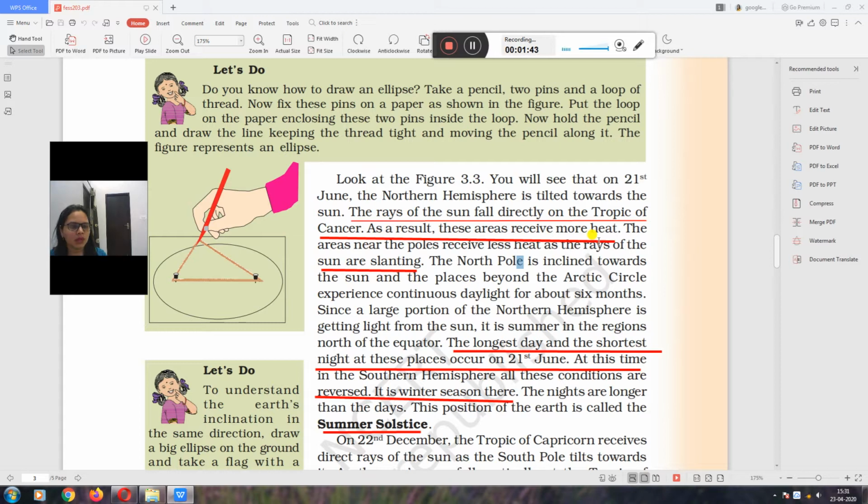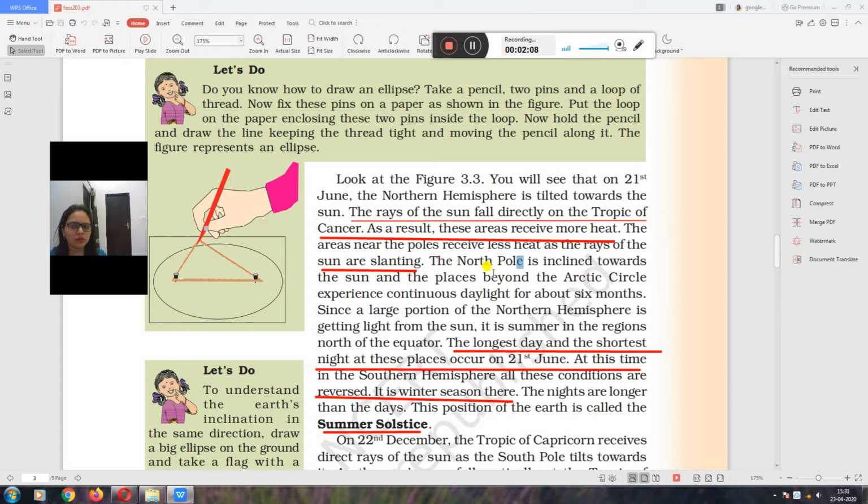When any part of the earth is direct to the sun, it receives direct sunlight. The areas near the poles receive less heat because the sun rays are slanting on the poles. That's why the poles receive less heat as compared to the Tropic of Cancer, as the rays of the sun are slanting.